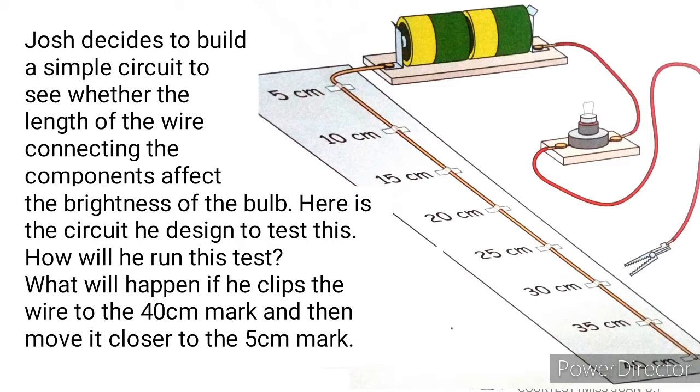Okay, the question I want to ask you now is what will happen if he clips the wire to the 40 cm mark and then moves it closer to the 5 cm mark? What do you think will happen if he starts clipping from the 40 cm mark and then keeps moving until he gets to the 5 cm mark? Do you think the bulb will go dimmer or the bulb will go brighter? Okay, the bulb will go brighter. Yes. Why? Because the shorter the length, the shorter the distance the current will need to travel.